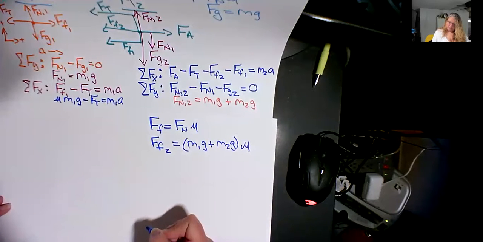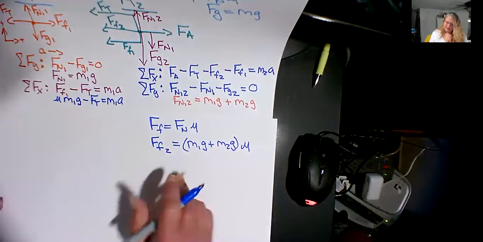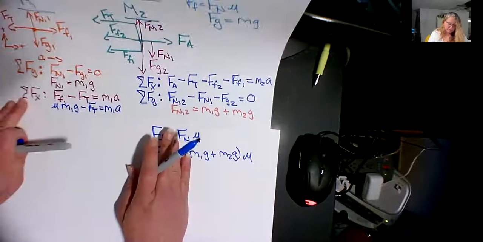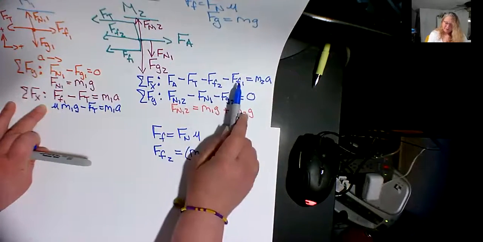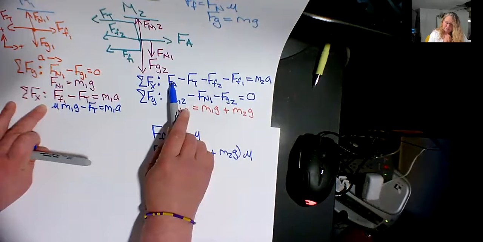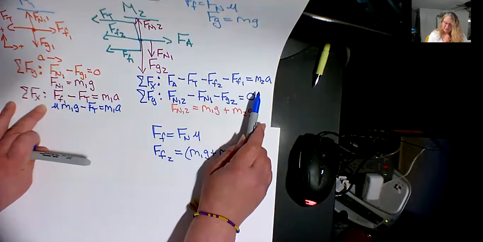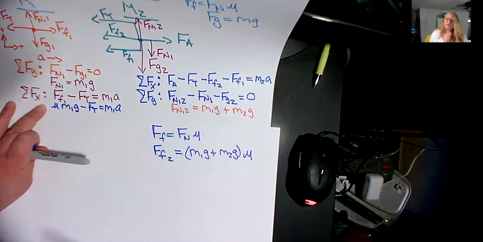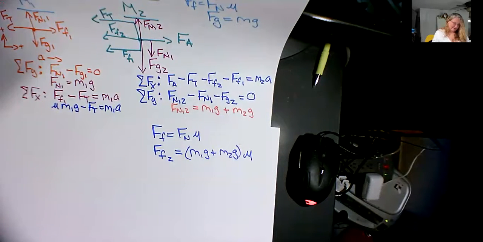Okay. Got you. So let's see, I have force of friction 2, force of friction 1, applied force, and mass 2 times acceleration. I am so close to done. And then we can throw a party.